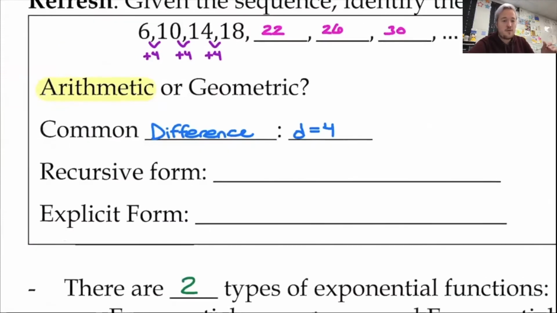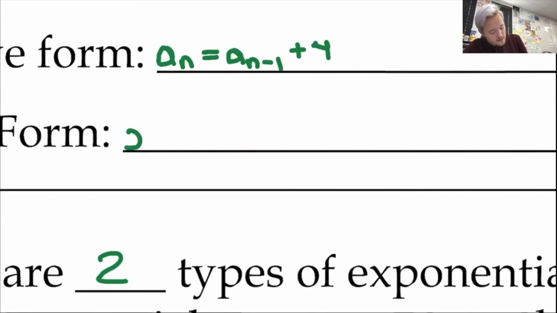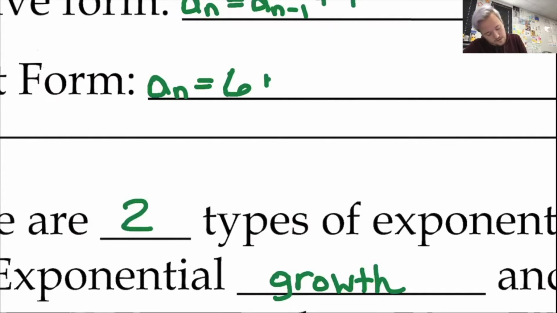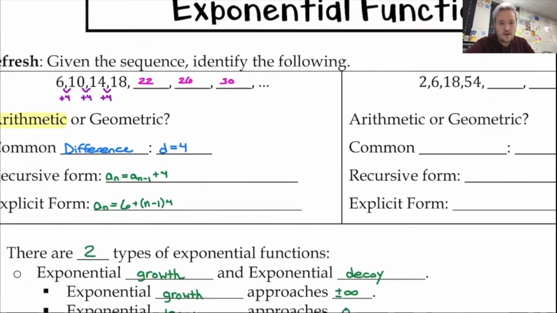So now we want to write the recursive and the explicit forms for the sequence. So the recursive form is going to be a of n equals a of n minus 1 plus that common difference, which is 4. And then your explicit form is going to be the first term, so 6, plus n minus 1 times your common difference, which is 4. So that's for the first sequence that we have here.